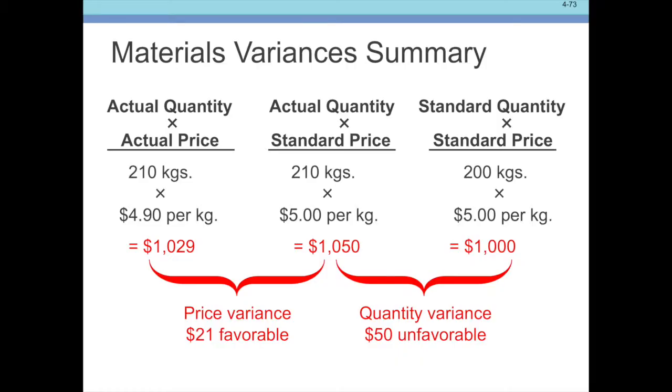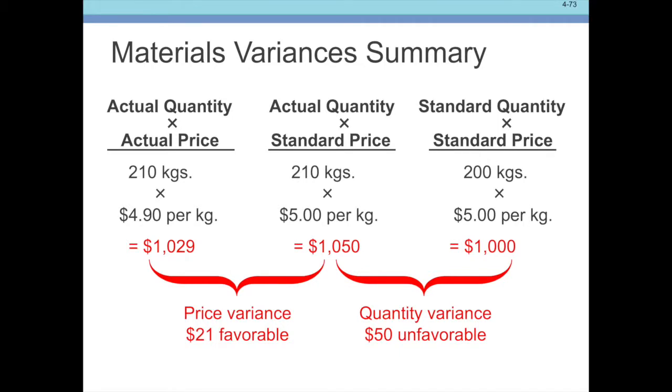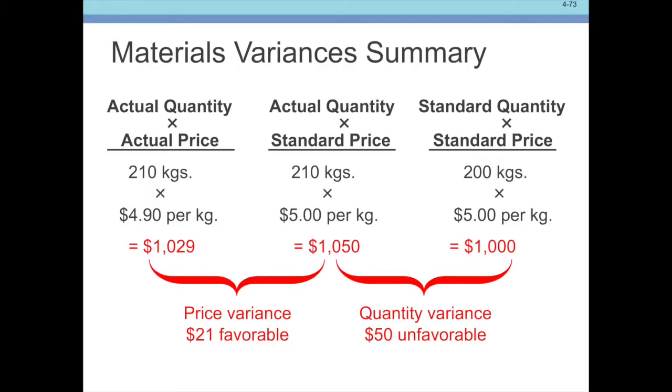But it's actual quantity times actual price. So the actual quantity used was 210 kilograms, and we spent $4.90 per kilogram on the material for a total of $1,029. So that is our actual quantity times actual price. Actual quantity, again 210 kilograms, times standard price of $5 per kilogram. And we can immediately see that we spent $4.90 per kilogram, and we planned on spending $5 per kilogram, so that's going to be a positive, favorable variance for us. We spent less, and if you do the math out, you'll see that we should have spent $1,050.